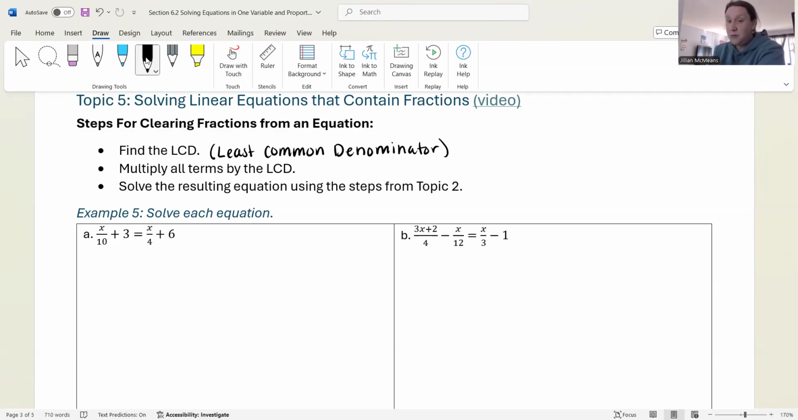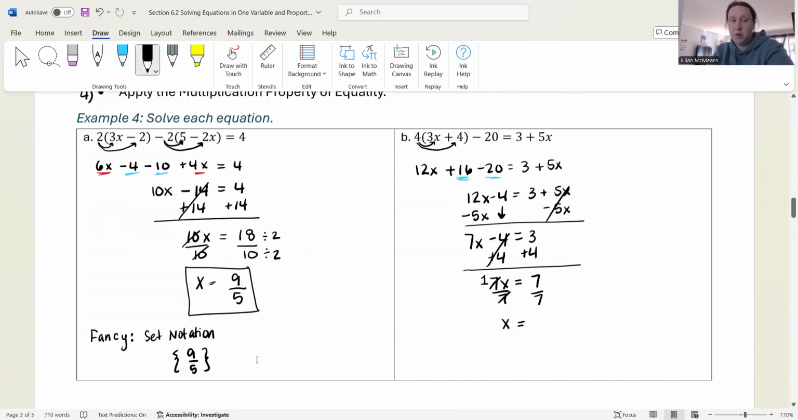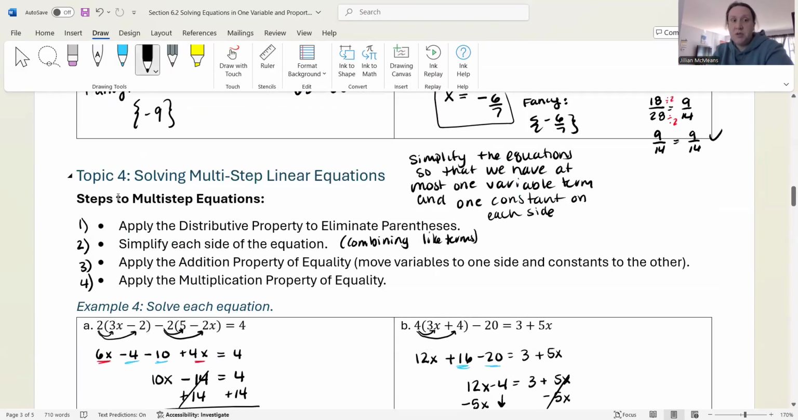And then once you do that, you'll have an equation that no longer contains fractions and is much easier to work with. And then from there, you can go back up and just use the steps we had for solving multi-step equations. So up here, steps for solving multi-step equations: apply the distributive property to eliminate parentheses, simplify on the left, simplify on the right. Our goal is to simplify the left and right so that we have at most 2 terms on each side, a variable term and a constant term.